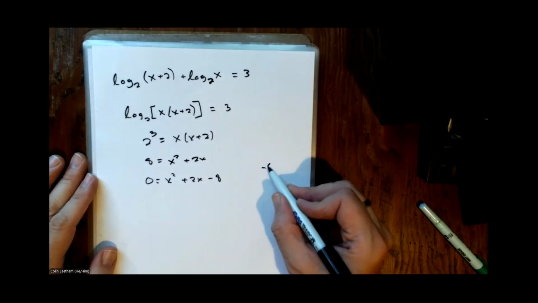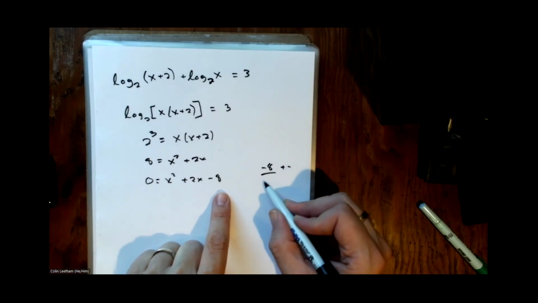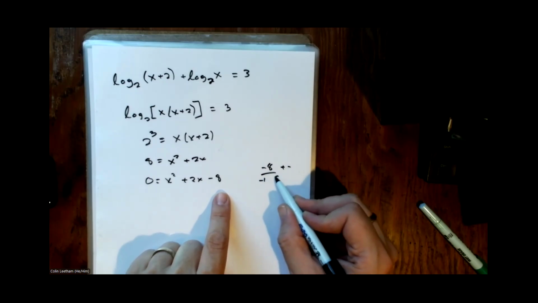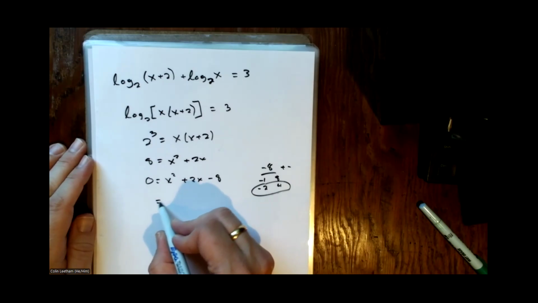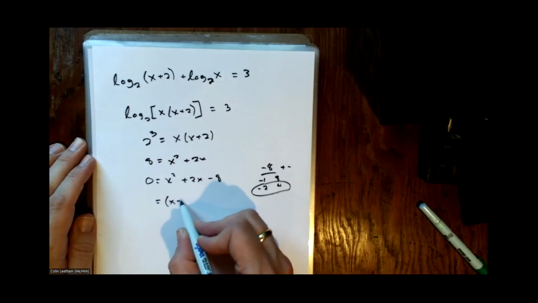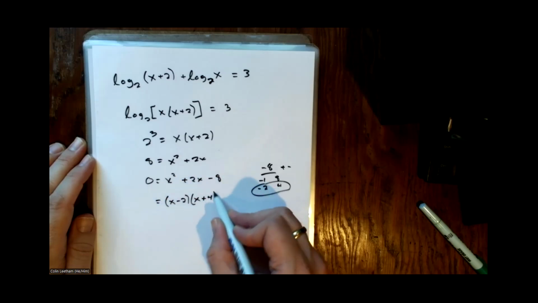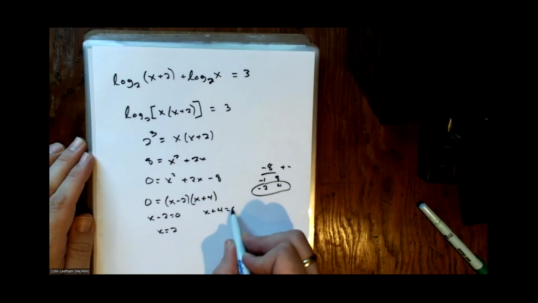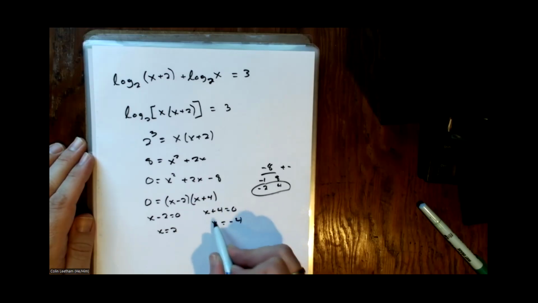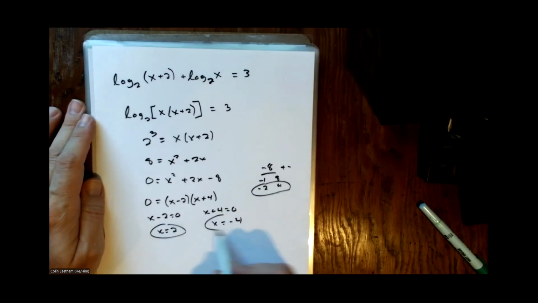With a key number here of -8, I've got a positive and negative. It looks like I've got -1 and 8. That doesn't do it. -2 and 4. That does. So this would turn into x minus 2 and x plus 4 equal to 0. x minus 2 equals 0 gives me a solution of x equals 2. x plus 4 equals 0 gives me a solution of -4. And so I've got two different solutions here.